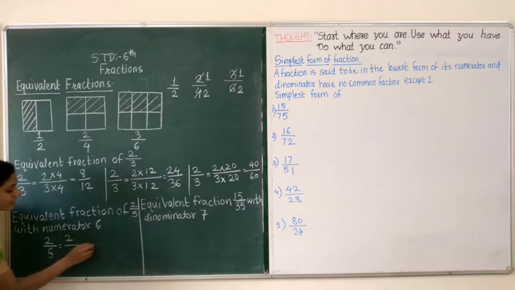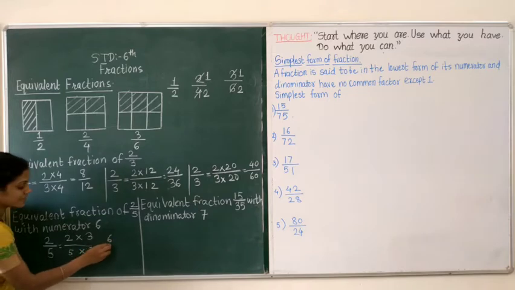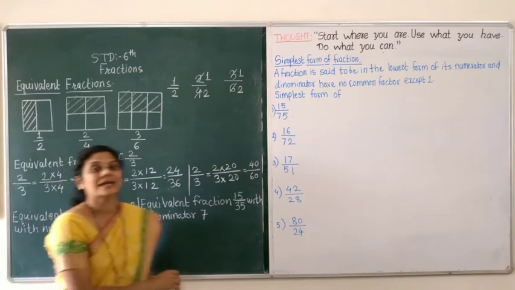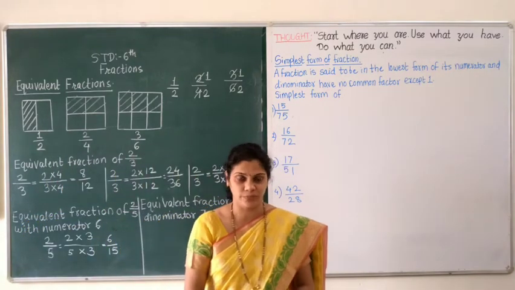We have to make the numerator 6. So here we will multiply by 3 because 2 3s are 6. And if I multiply by 3 at the numerator, I have to multiply it at the denominator also. So 2 3s are 6, 5 3s are 15. So like that, I can find out the equivalent fraction by the given condition.